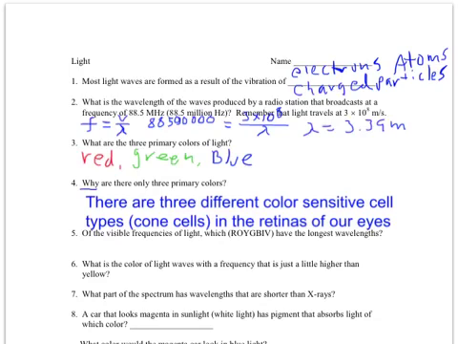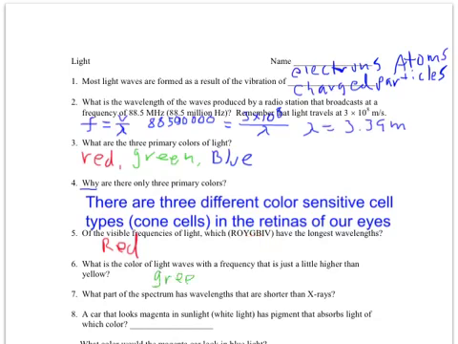Now, of the visible frequencies of light, red, orange, yellow, green, blue, indigo, and violet, which have the longest wavelengths? That would be red. Red is long waves, and violet are the shortest. What is the color of light waves with a frequency just a little higher than yellow? Here's yellow. A little bit higher frequency would be green. That's higher frequency, shorter waves, so the answer is green.